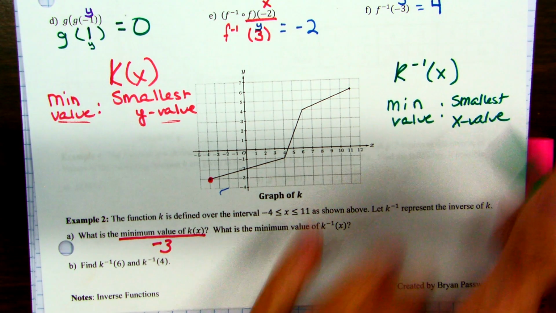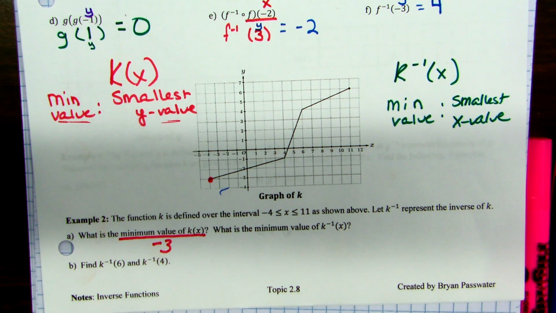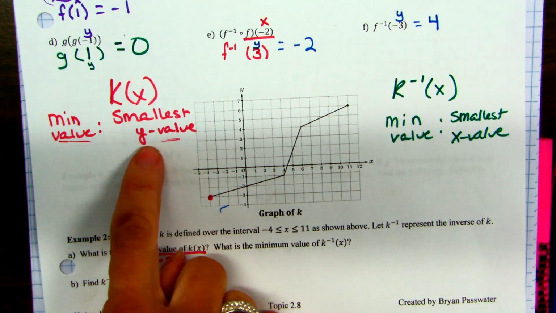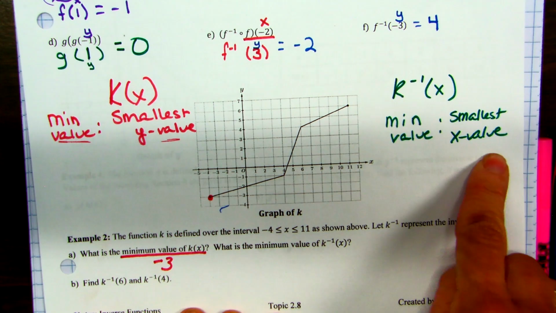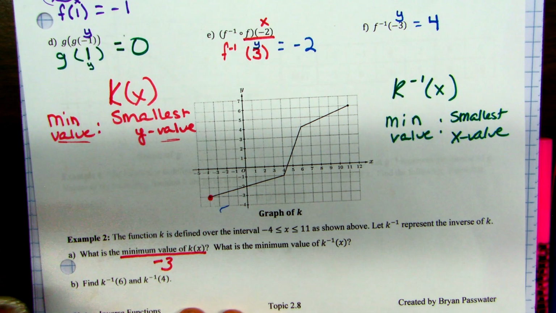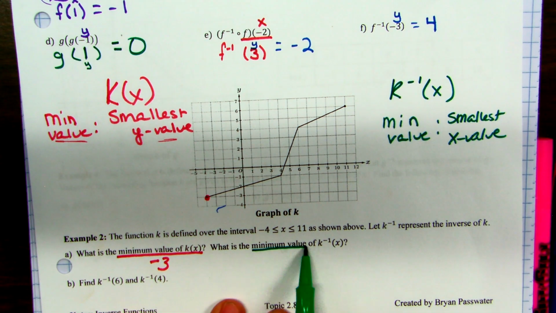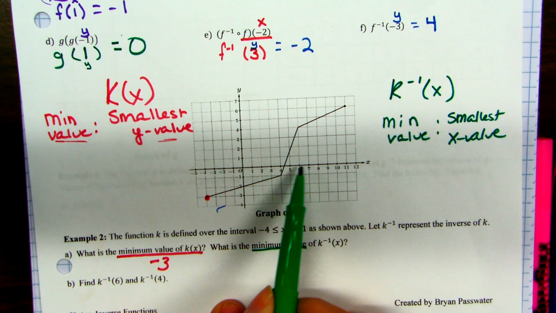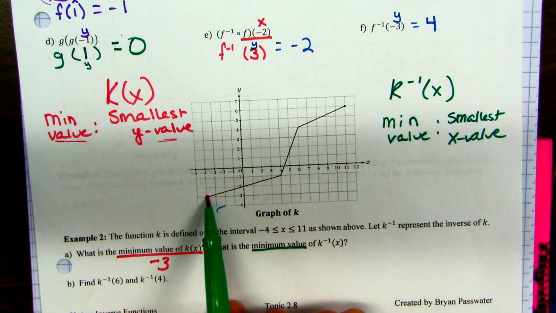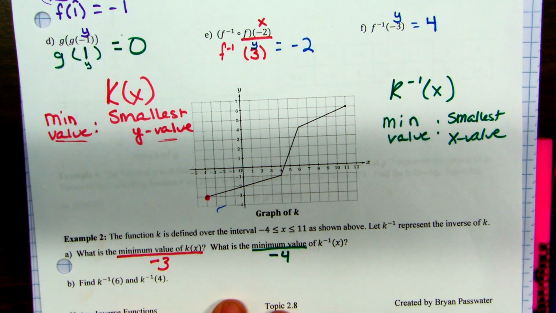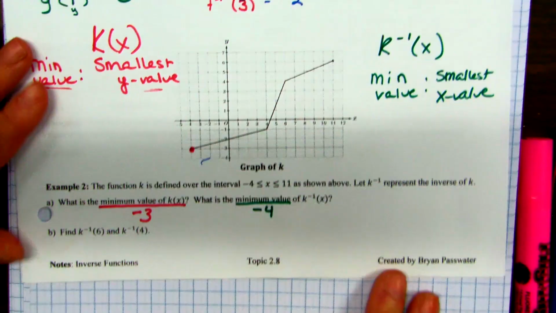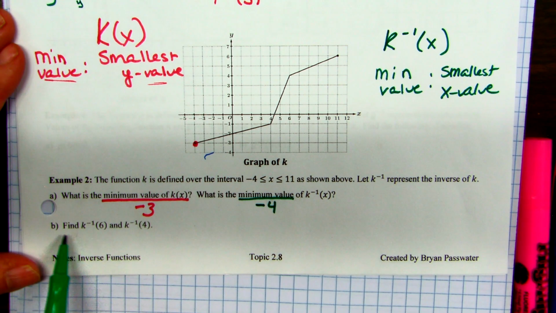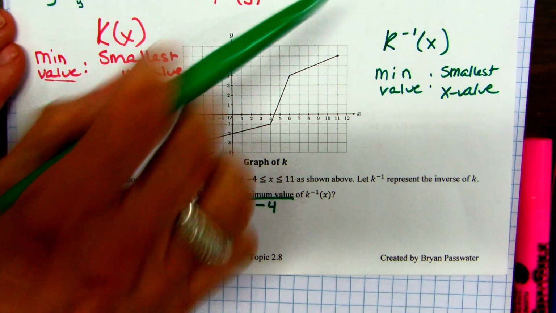Any way you are given an x or a y for the function, you just change that word, that position, whatever it is, to the other word. Okay? Smallest y value, oh, we're going to switch it to smallest x value. Switch x and y. So what is the minimum value of the inverse? Okay, so it's normally smallest y value, so I need the smallest x value. So look at my x-axis. What's the smallest one I use? Negative 4.